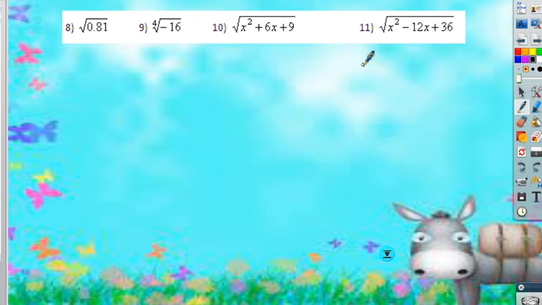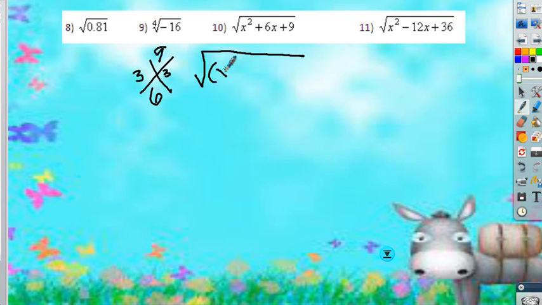Alright, let's take a look at number 10 and number 11. Number 10, if you don't recognize it, you should. This is a trinomial, and we are going to factor this. So we would do our x chart, 9 and 6. Our two numbers are 3 and 3. So our factors are x plus 3 and x plus 3.